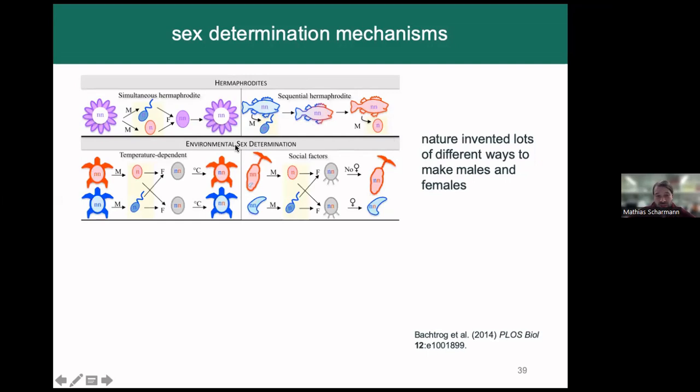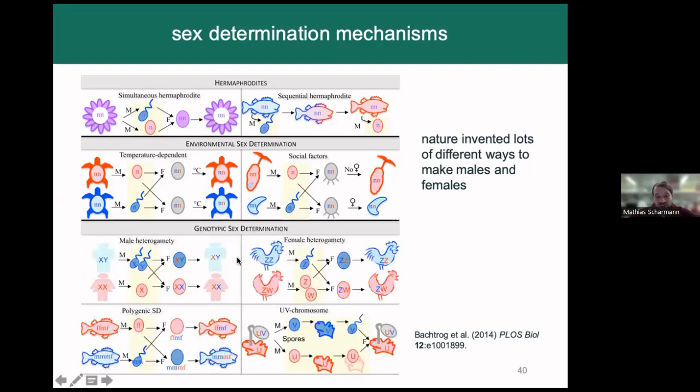Then there is environmental sex determination, famous in many reptiles, like turtles here, where the temperature at which the eggs are raised determines whether the individual is a male or a female. There are even other organisms where social factors determine what sex they become. So when there are many males around, then the individual would more likely choose to become a female, and the other way around. And then there's genotypic sex determination.